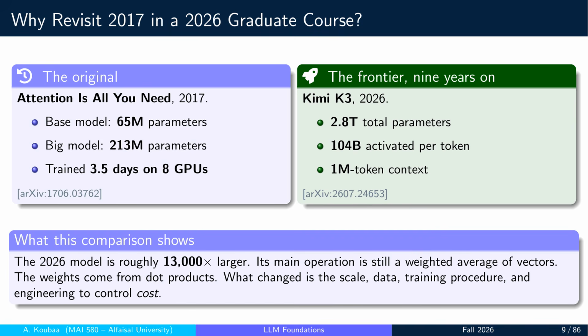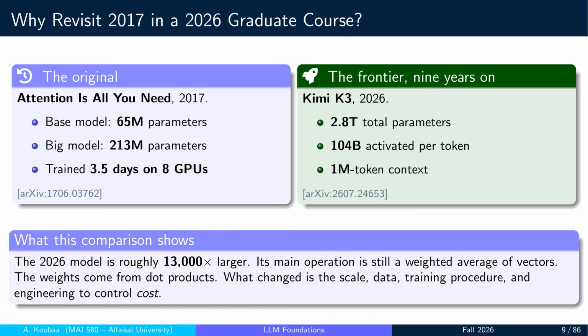We begin with the mechanism. Most of you covered the canonical transformer last semester, so today we take a different view of it, the system view, the cost view. The key question is simple. When a model reads a token, how does it decide which earlier tokens matter right now? Fair question to ask me. Why open a 2026 graduate course with a paper from 2017?